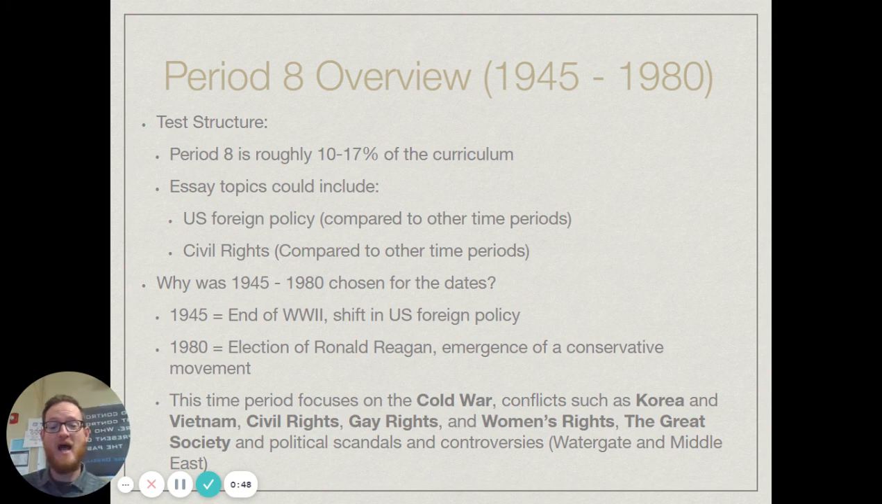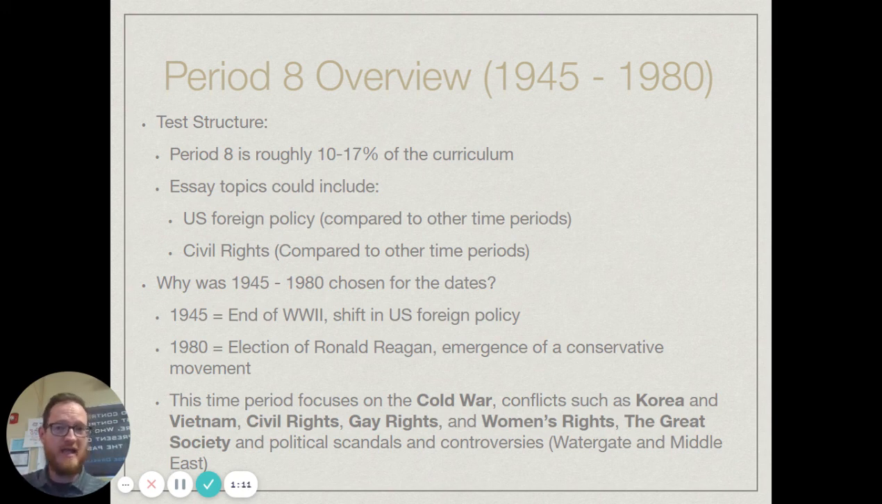Period 8, again, this is the last of our periods that is worth 10 to 17% of the curriculum on the AP exam. So again, as you've seen, basically from period 1 and period 2, and then on after those, everything is 10 to 17% of the curriculum covered on the exam.